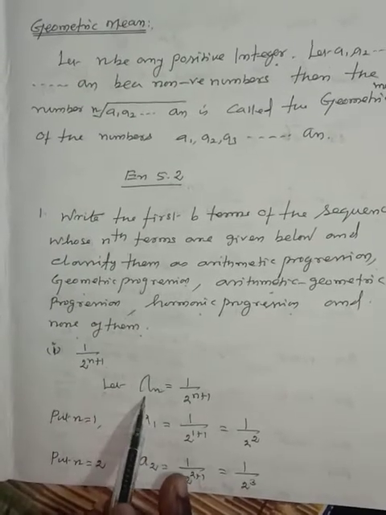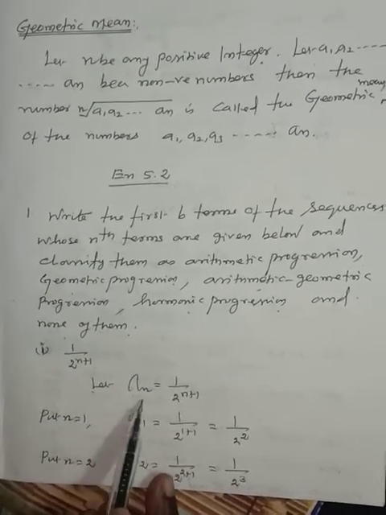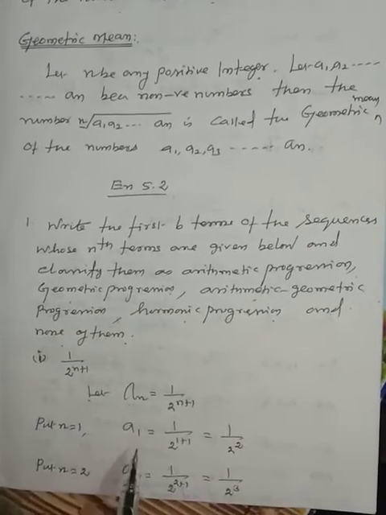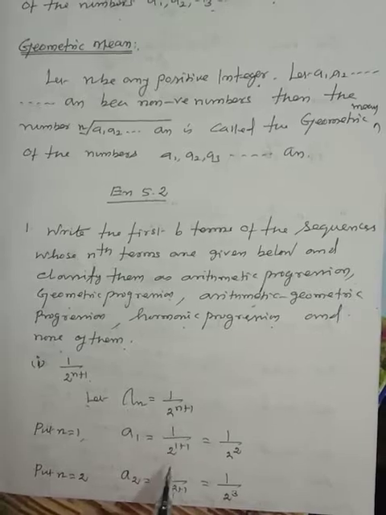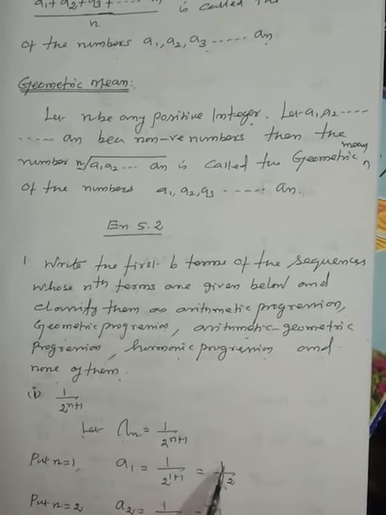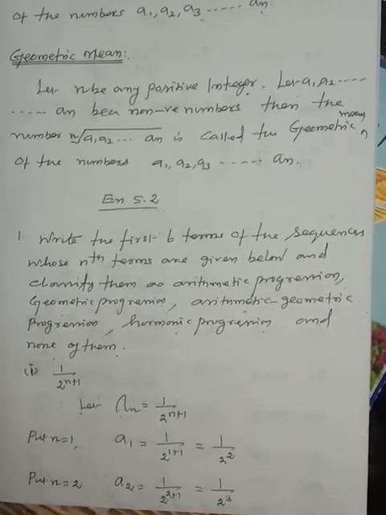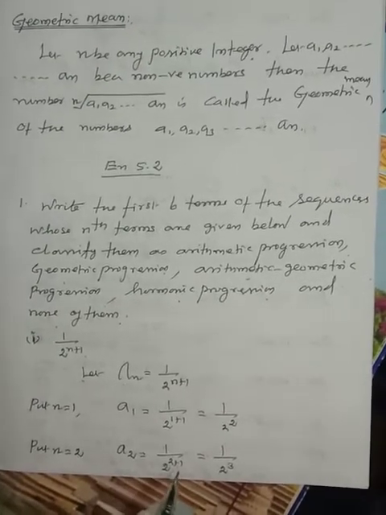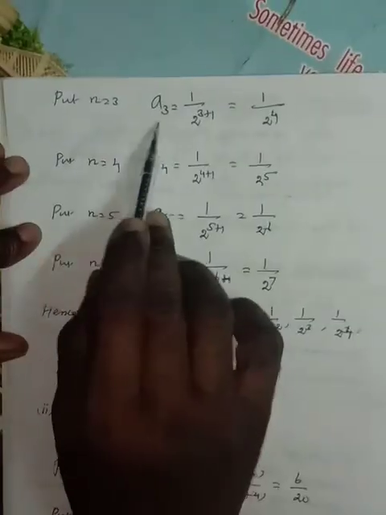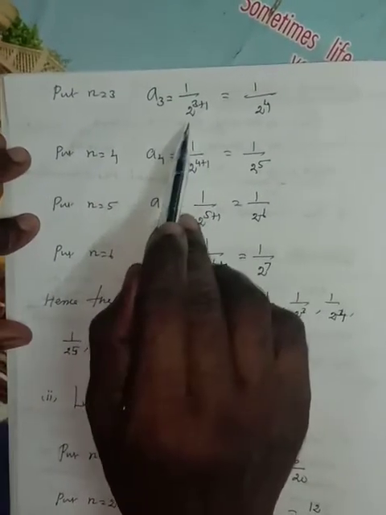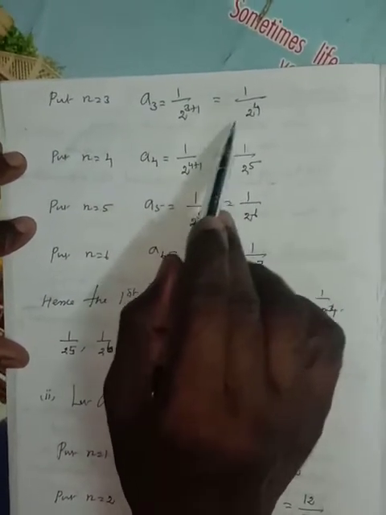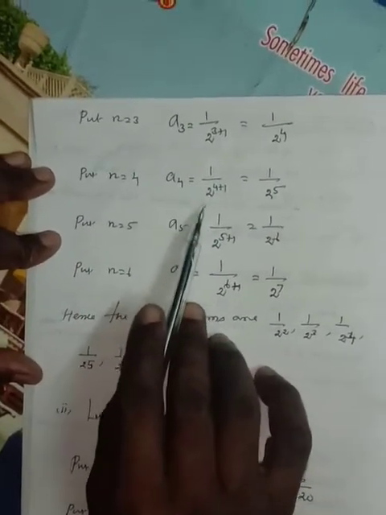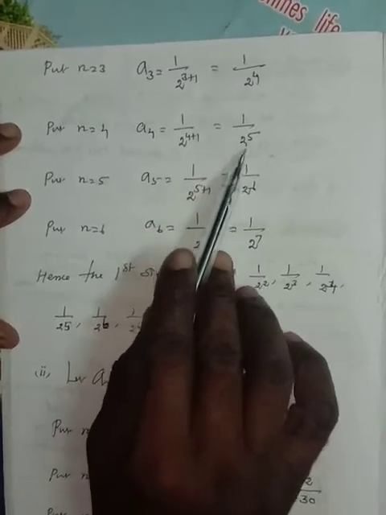Let us take an is equal to the nth term given, therefore an is equal to 1 divided by 2 power n plus 1. Put n is equal to 1, a1 is equal to 1 divided by 2 power 1 plus 1, which is 1 divided by 2 power 2. Put n is equal to 2, a2 is equal to 1 divided by 2 power 2 plus 1, which is 1 divided by 2 power 3. Put n is equal to 3, a3 is equal to 1 divided by 2 power 3 plus 1, which is 1 divided by 2 power 4. Put n is equal to 4, a4 is equal to 1 divided by 2 power 4 plus 1, which is 1 divided by 2 power 5.